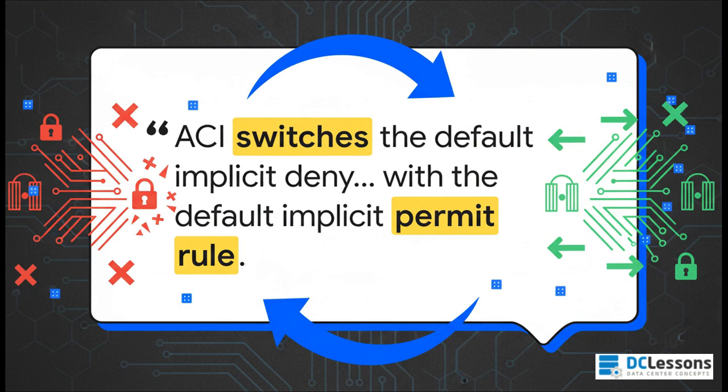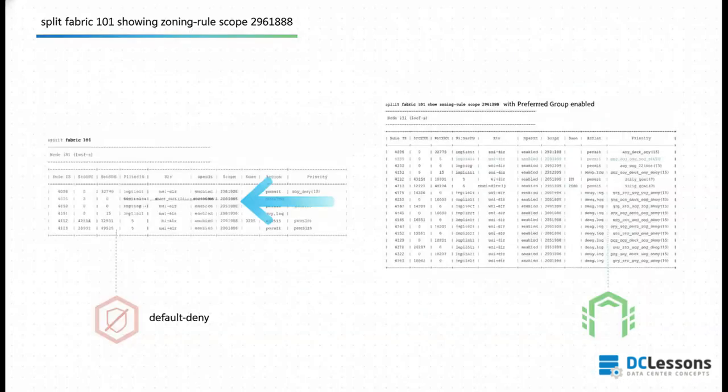Now this right here is the most critical concept to get your head around. When you enable preferred group, the entire security posture of that VRF flips on its head. That default implicit deny rule gets swapped out for a default implicit permit rule. The fabric's default behavior goes from deny all to permit all. And this comparison just illustrates that change perfectly. On the left, you've got the standard zoning rules. Focus on Rule ID 4099. The action is clearly deny log. Now look at the right side, with preferred group enabled. Same Rule ID 4099, but now the action is permit. This is that switch from default deny to default permit right there in black and white.